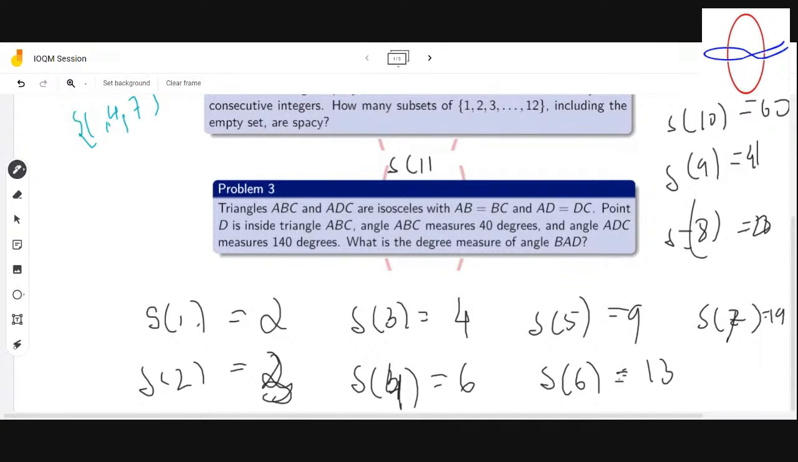S of 11 will be what? S of 11 is 60 plus 28, that is 88. S of 12 will be 88 plus 41, that is 129. So 129 is the answer, I guess. Yes, 129 is the perfect answer. Perfect. Very good solution, guys. I like this solution.